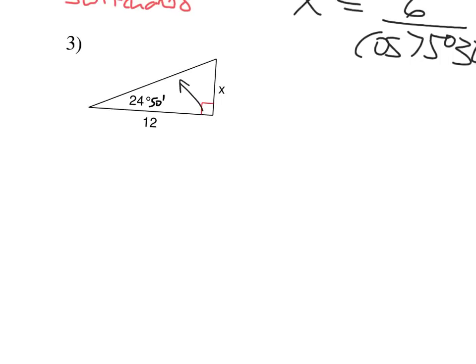Problem 3, we label the hypotenuse. Trigonometry is always about the angle. So here the angle is 27 degrees, 50 minutes. So x is going to be opposite, 12 is going to be adjacent. Our active sides will be the opposite and the adjacent.